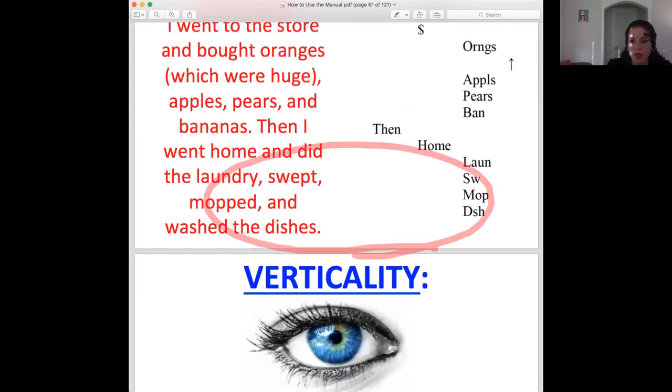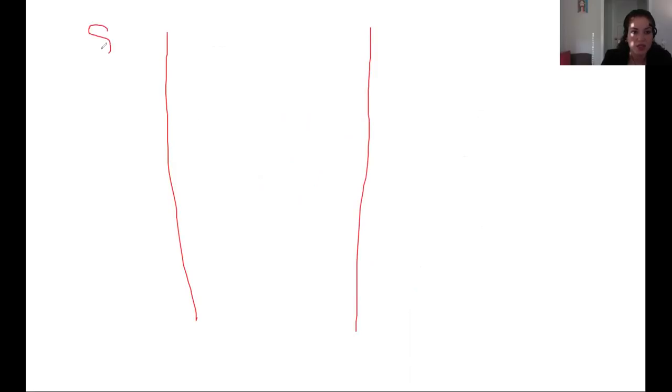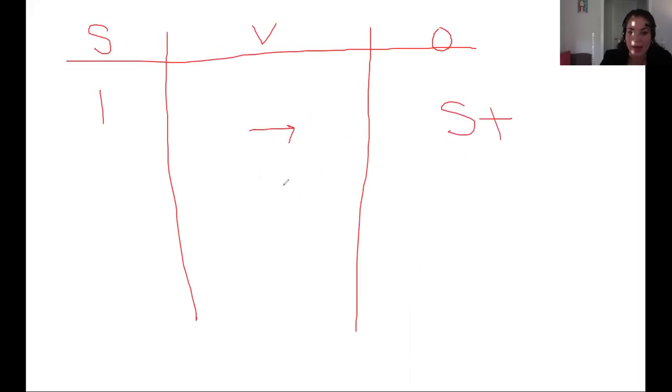Now, I do want to share with you guys the original way that Rozan and Gillies had suggested that this work. So let me just go to my blackboard. Okay, so originally Jean-François Rozan and Andrew Gillies had suggested that interpreters divide up their page in subject, verb, and object. Okay, so basically it would be something like this. I went to the store. Okay, and I bought oranges, apples, and pears. Okay, so what they're suggesting is that you divide up your page into these three categories.